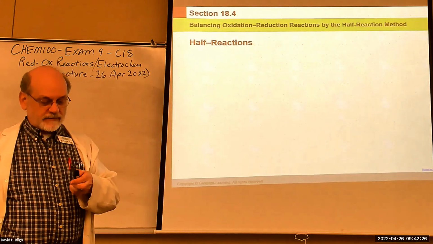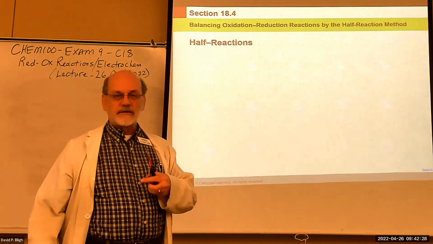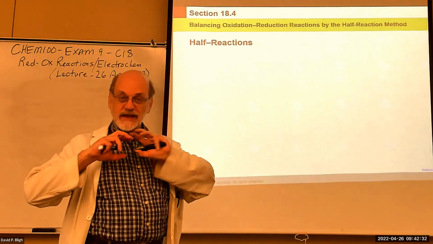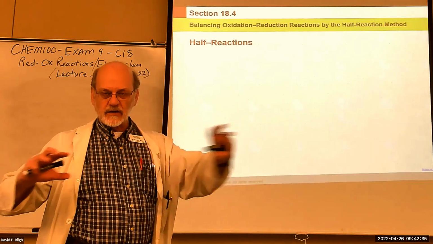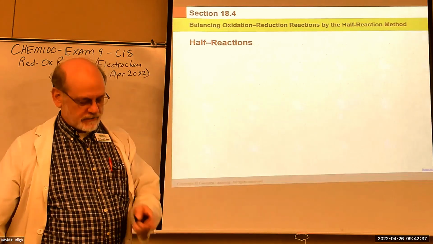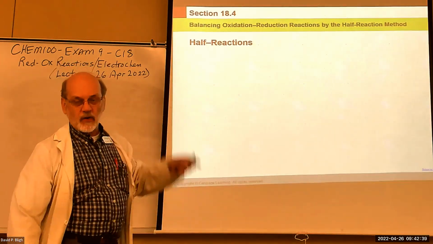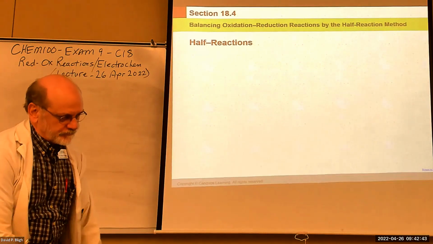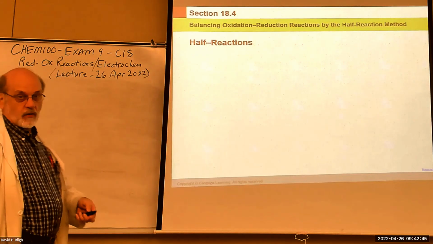Sometimes you don't have to do that. Sometimes you can balance just straight, just by doing the electrons first and then doing the molecular budget afterwards. But this is a surefire way. If you're ever in doubt, you can go straight to half reactions. And it will always work.